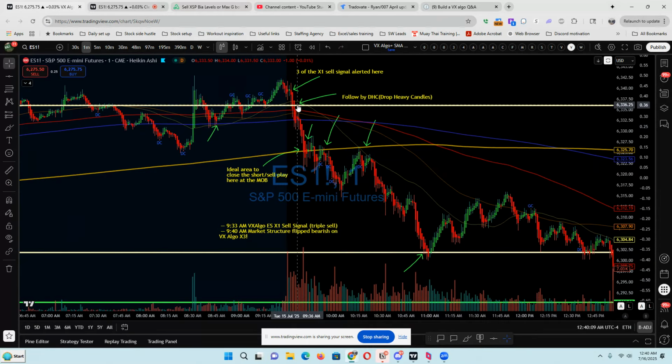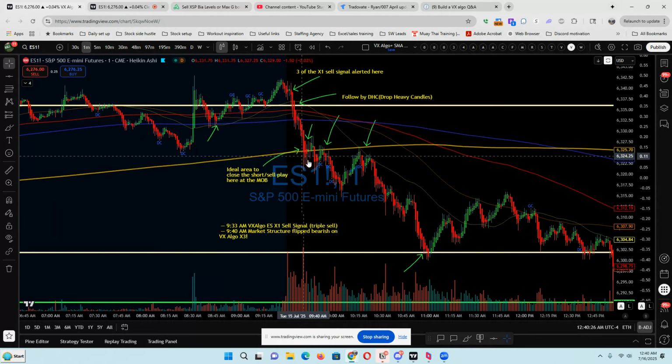So naturally, you want to get in, and then your take profit area could either be here at this blue line if it stalls, but it did stall a little bit. But as you can see, we broke it again, more drop heavy candles, and this is where you ideally want to take profit on the 1 minute.